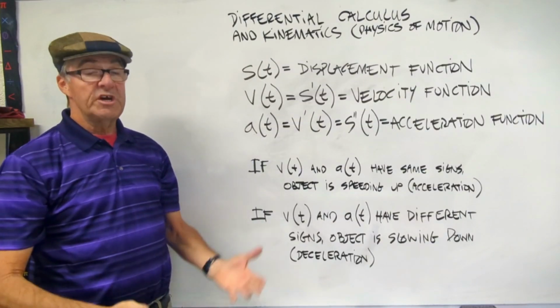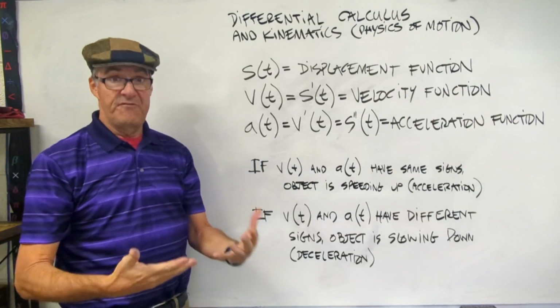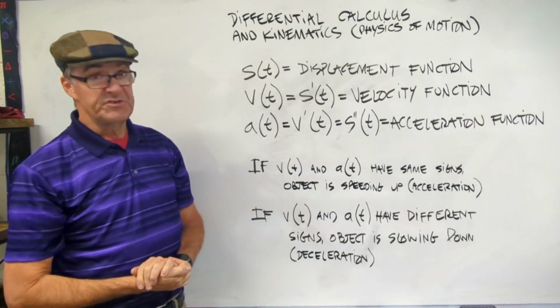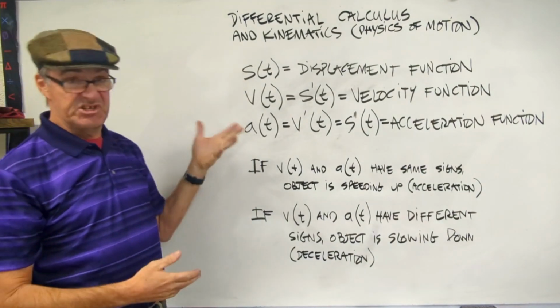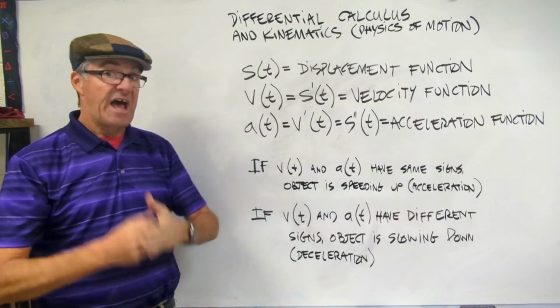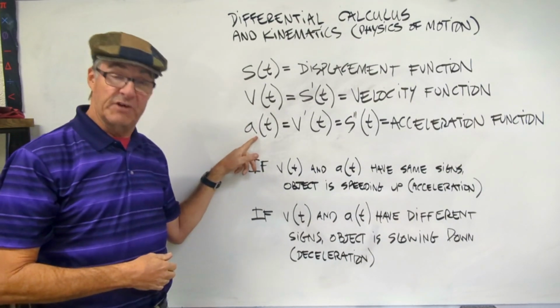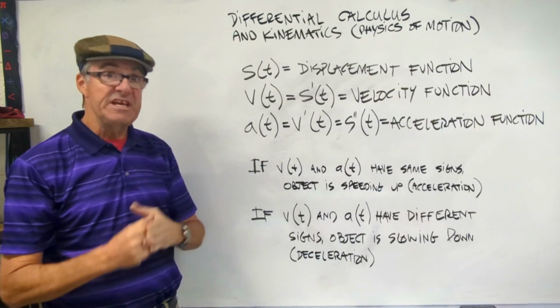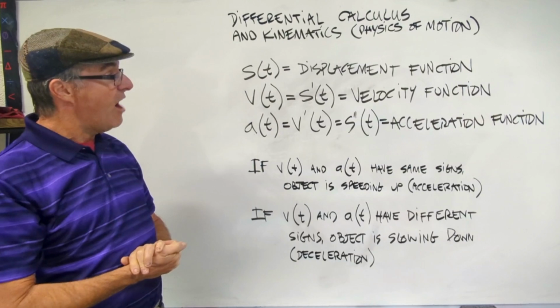Okay, let's look at the calculus that relates three things in the physics of particles in motion. So we have our displacement function, that's position, where is the object? We have our velocity function, that's how fast is the object moving? And then finally we have our acceleration function, which is how quickly it is speeding up or slowing down. So let's take a look at how that works.